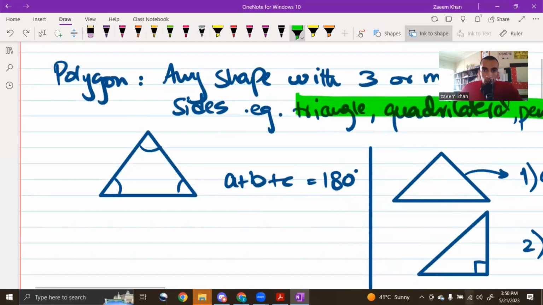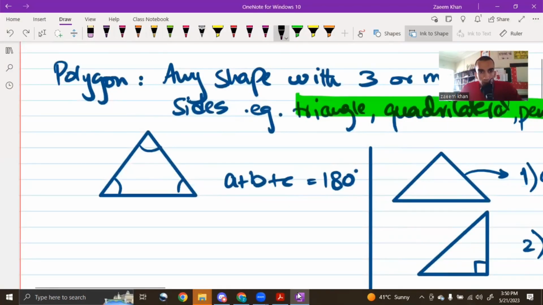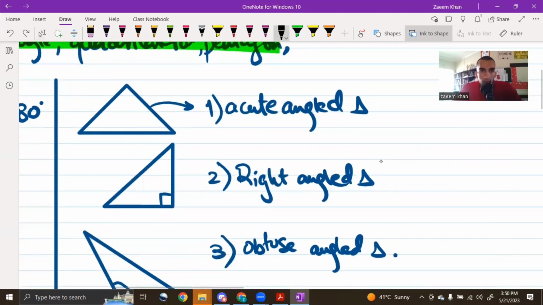180. So if I were to label it A, B, and C, they all add up to 180. And then another rule that we have, which I think is important under angles, is to know what sort of triangle this is.